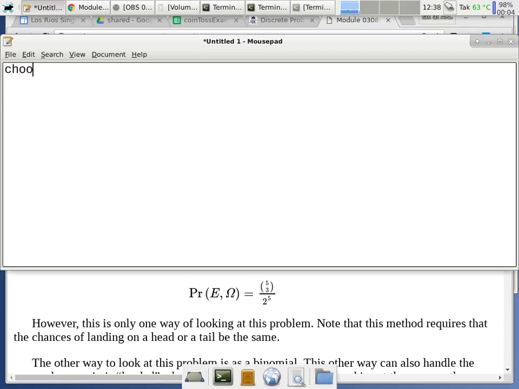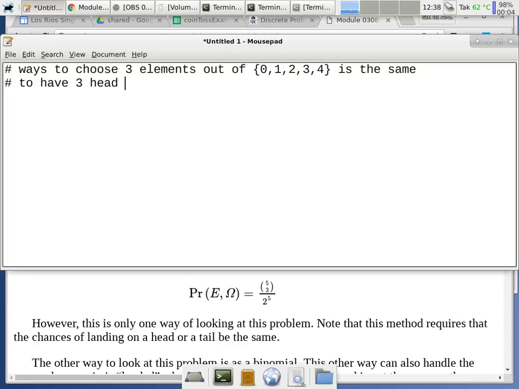So choosing the number of ways, okay? The number of ways to choose 3 elements out of 0, 1, 2, 3, 4 is the same number as having 3 heads out of 5 coin tosses. That's what I'm claiming. Why is that the case?